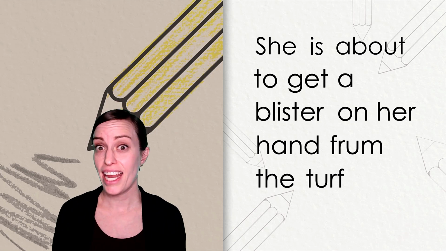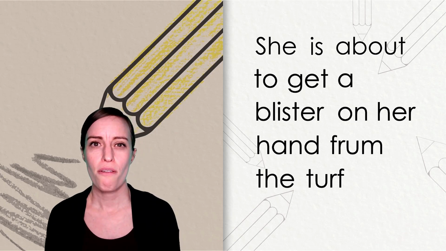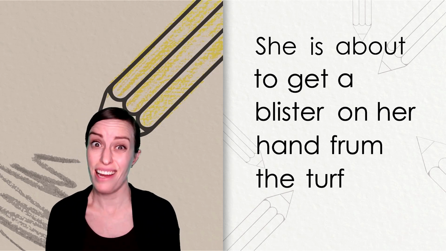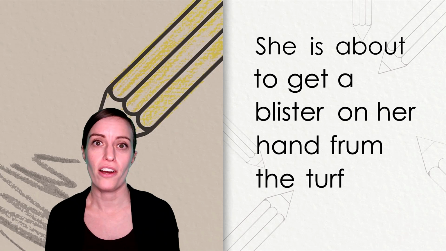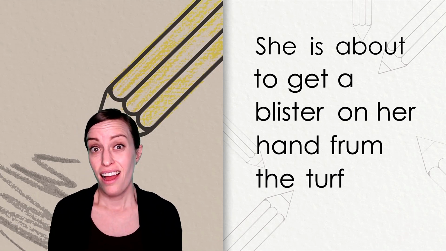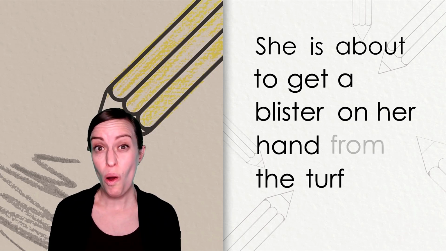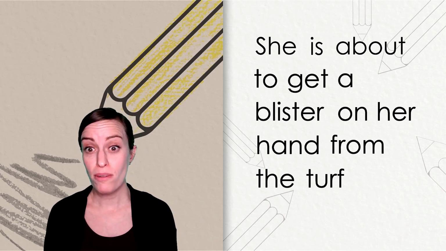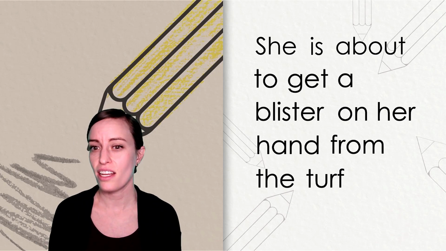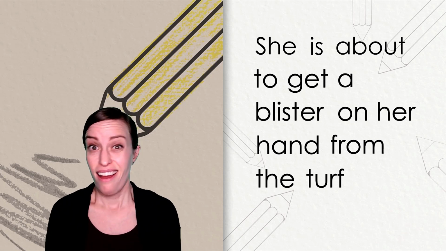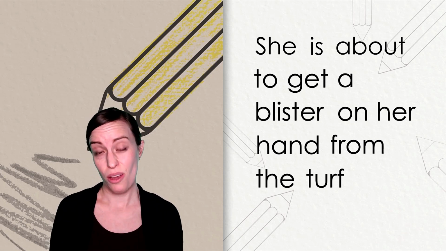She is about to get a blister on her hand from. From is a high frequency word, and it sounds like it should be frum. However, it does not play fair. I remember that the word from has an O in it instead of a short vowel U. She is about to get a blister on her hand from the turf. That sounds right, and it makes sense. I don't see any more spelling errors. Do you?